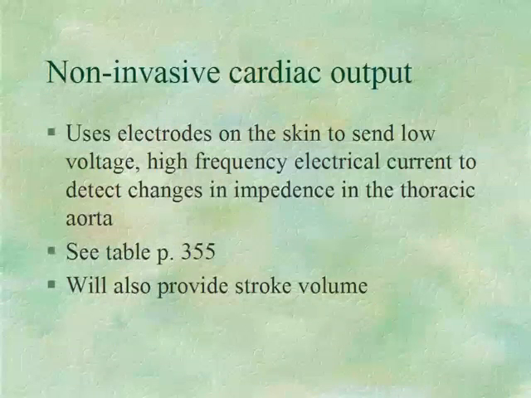There is a non-invasive cardiac output piece of equipment. This uses electrodes on the skin to send low voltage, high frequency electrical current to detect changes in the thoracic aorta. There's a table about this on page 355. This will also give you data about the stroke volume, so that's good.